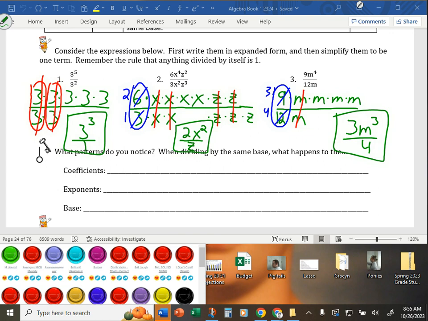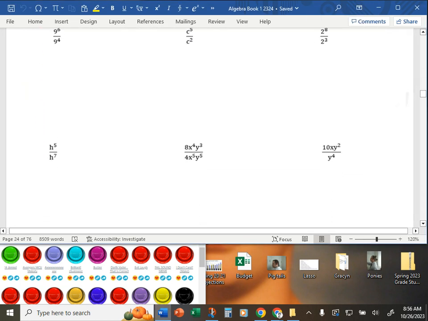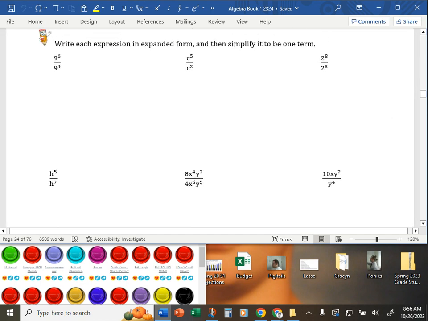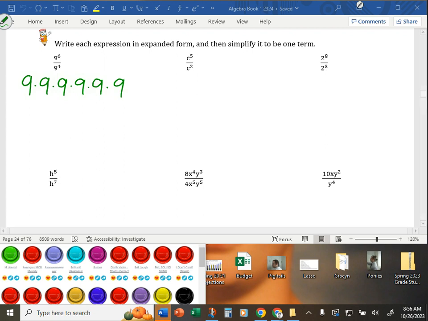Okay. So just like before, we're going to skip this section here, right? We're going to do the hard work first. And we're going to simplify each expression. There are only 6 of them. Writing them out in expanded form. So 9 to the 6th over 9 to the 4th. In expanded form, 9 to the 6th, 9 times 9 times 9 times 9 times 9 times 9, over 9 to the 4th, 9 times 9 times 9 times 9. Go ahead and simplify it from there.